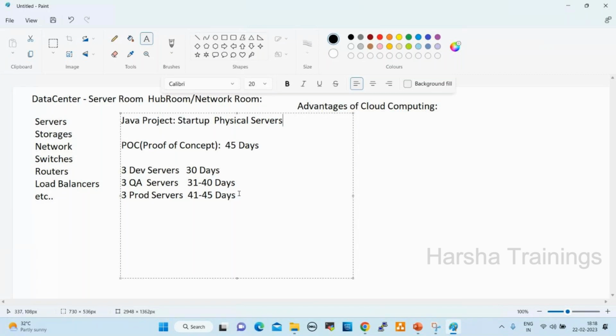If you want to perform this POC, before getting these servers, you need to take licenses for servers, operating system, and applications, right? First, we need to get the licensing. For example, if you want to get any software license, say Windows, which we use on our laptop, what is the minimum time period when you want to have any Windows license?